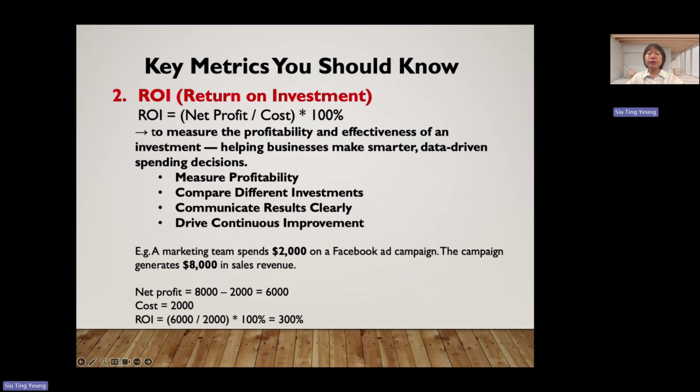So below we have an example for ROI. A marketing team spends $2,000 on a Facebook advertisement campaign. The campaign generates $8,000 in sales revenue. Here we note that the net profit is just 8,000 minus 2,000. So that is 6,000 net profit, and the cost is 2,000. So to calculate ROI, it will be 6,000 over 2,000 multiplied by 100%. The answer is 300%.